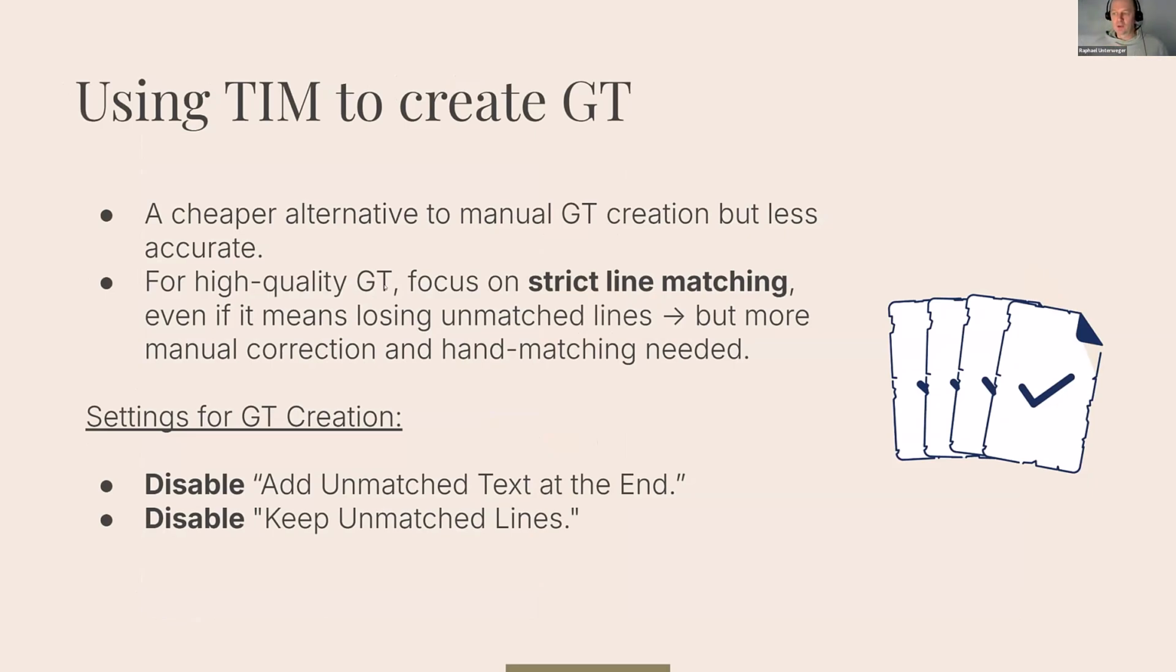If you want to use it for ground truth production, and if you don't have money to correct everything by yourself, but you have the text, you can use this with the already mentioned options. You disable add unmatched text at the end of the line, and disable keep unmatched lines, and turn the line threshold quite high so that the matched lines are of a high quality and that this matching fits. Then you can use this as a very cheap option to produce ground truth.